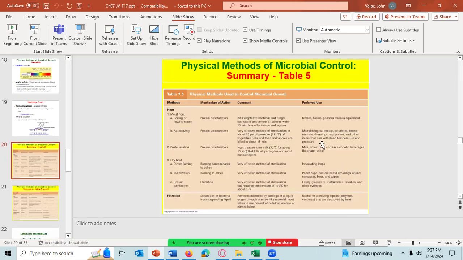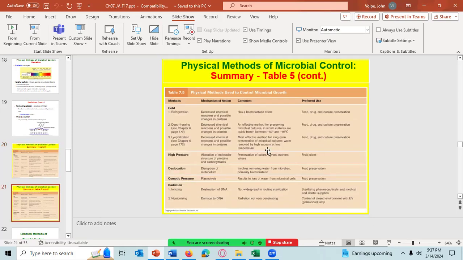All right, this table is showing you a summary of the different ways to control microbes. I'm not going to talk about it because we've already talked about each of them. You can review it as you like.